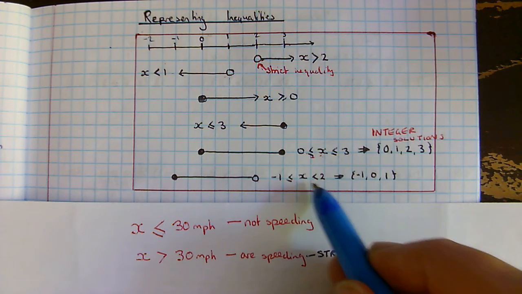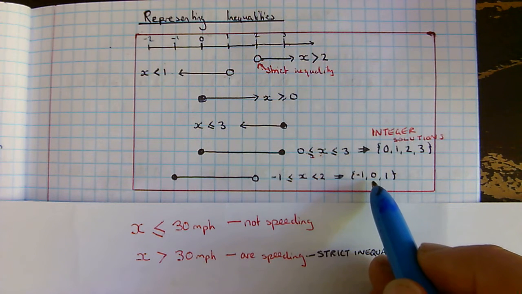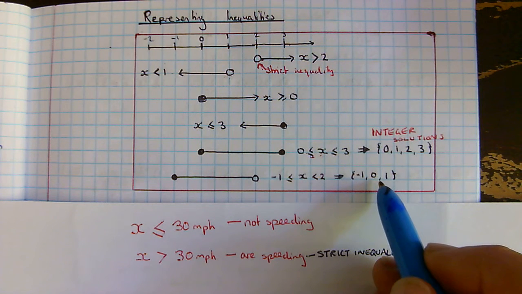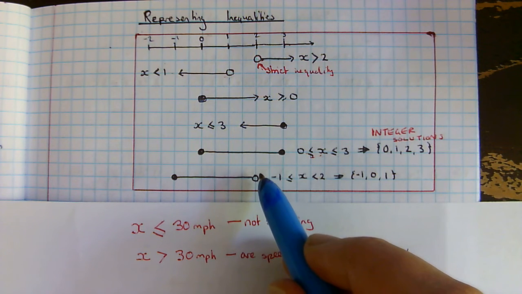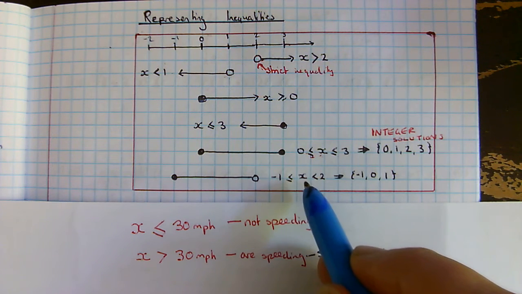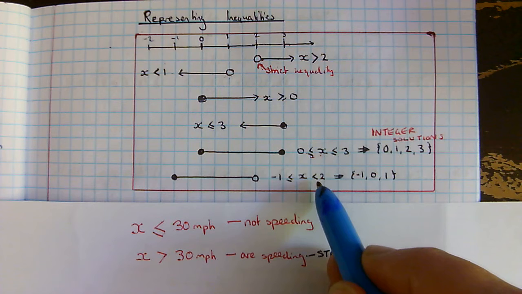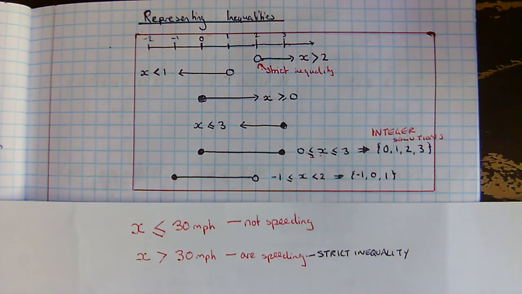So notice, the common mistake here, when you put in your integer solutions, would be to include the number 2. Notice that circle and that symbol tells me specifically that the number 2 is not included. Write those down as some worked examples, and then I'm going to give you some questions to try yourselves.